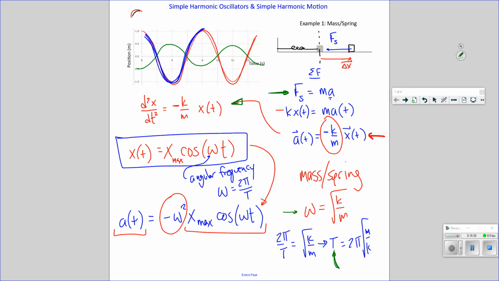And this says, well, the more massive mass is on the end of a spring, the longer this thing takes to repeat itself. But the stiffer the spring is, the less time it takes to repeat itself. That, you know, logically checks out. Okay? Whew, kind of a lot there. Now, let's talk about it a little more.